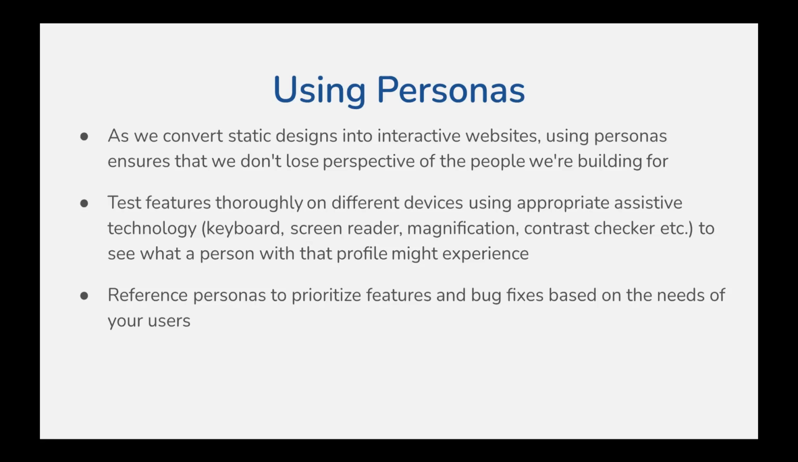So as a developer, when you're unit testing your work, you'll be referencing that profile, but then when it goes into the QA cycle, and even in UAT, you will still be referencing those profiles to make sure that you're testing with the appropriate technology. So with keyboard, screen reader, zoom text, which is screen magnification, and you're also running it through contrast checkers. And finally, these persona profiles also help to prioritize newer features that you might be building or any bugs that you have to fix based on the needs of the people that you've identified.